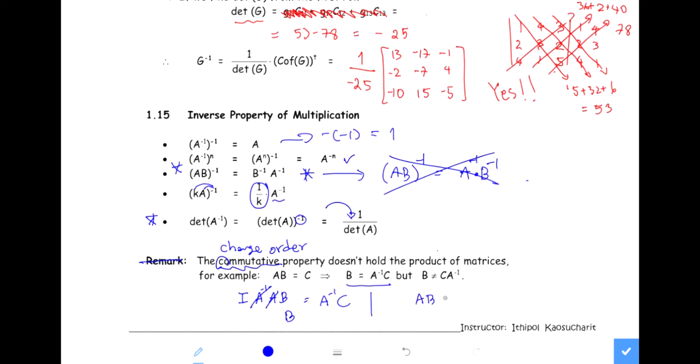If you write AB like this, and then you multiply A inverse to the back like this, and on this side you have C, you multiply A inverse to the back like this. I would say that this is not going to be equal to this one. So be careful. This is not okay. Don't make a mistake, okay?